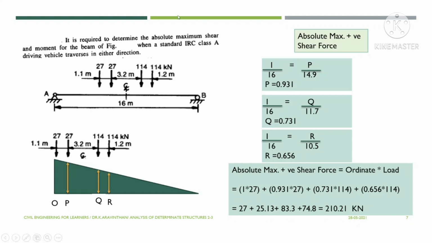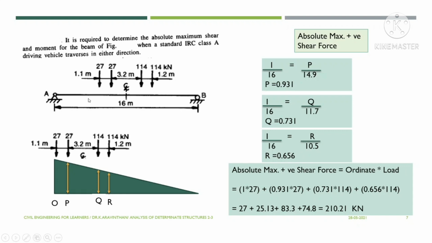Okay. So now let us take another example, and you have multiple point load. In the previous example, we have taken 2 point loads. Now in this case, you have 4 number of point loads. So now let us find the requirement, and it is required to determine the absolute maximum shear and moment for the beam as shown in figure when a standard IRC class A driving vehicle traverse in either direction. So this is the loading case.